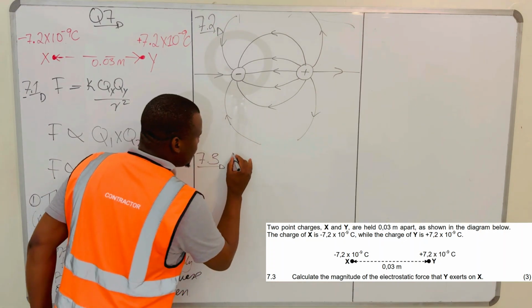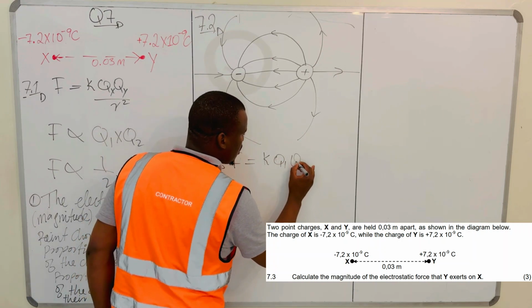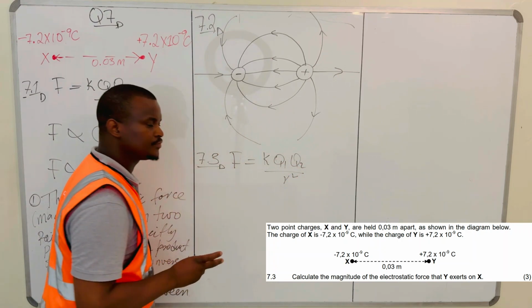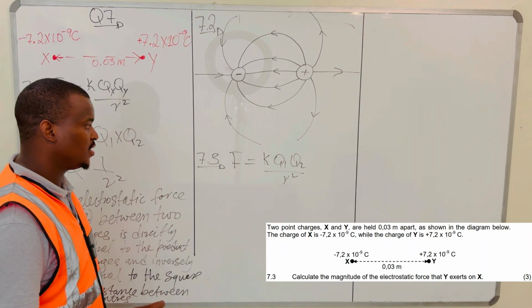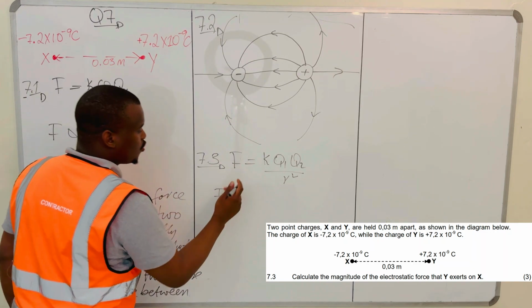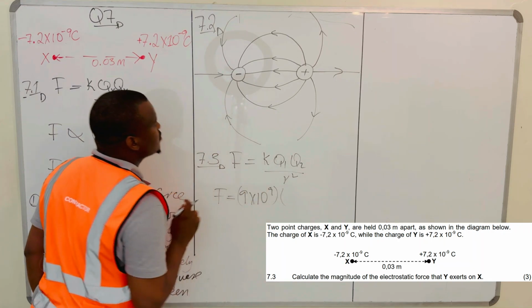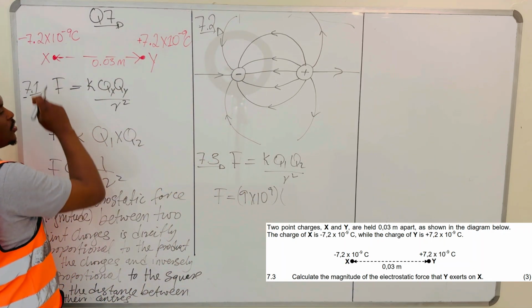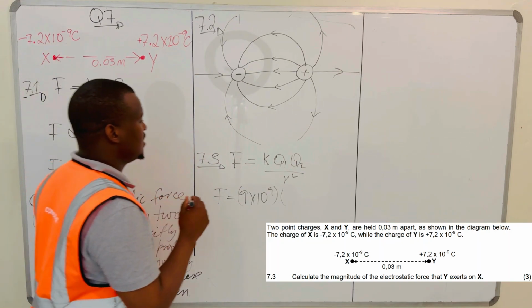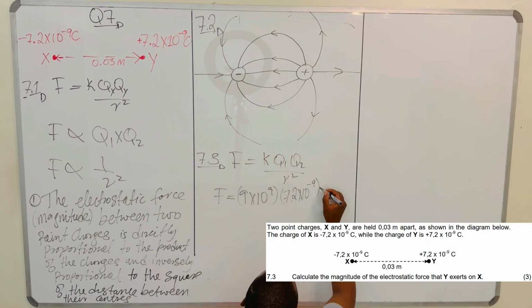So you say, okay, the magnitude of the electrostatic force is equal to K, Q1, Q2, all over R squared, the square of the distance between them. So here's your F: K, Coulomb's constant, which is 9 times 10 to the 9, times Q1. Q1, the magnitude of the first charge, is 7.2 times 10 to the minus 9. Q2 is also 7.2 times 10 to the minus 9.